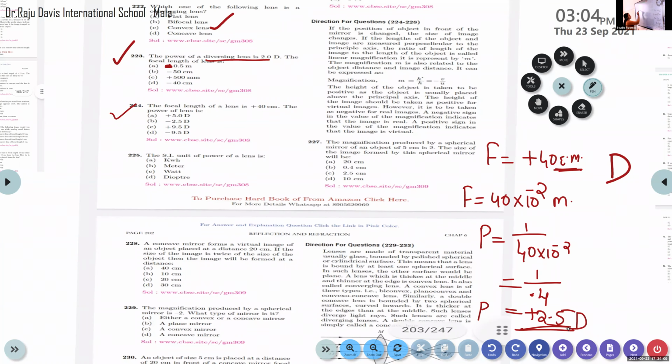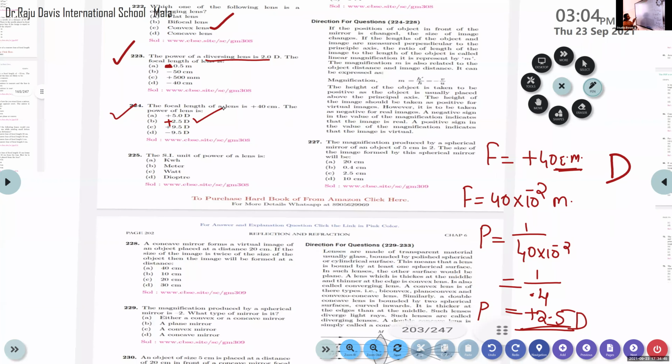Actually, the answer given is plus 2.5 diopter. Here the focal length of the lens is given as positive 40 centimeter. So first of all, you need to convert this centimeter into meter. That is 40 into 10 raised to minus 2 meter. Therefore, the power of the lens becomes 1 by 40 into 10 raised to minus 2. 40 into 10 raised to minus 2 is 0.4. So 1 by 0.4 is equal to plus 2.5 diopter. If the focal length is positive, then the power of the lens must be positive.